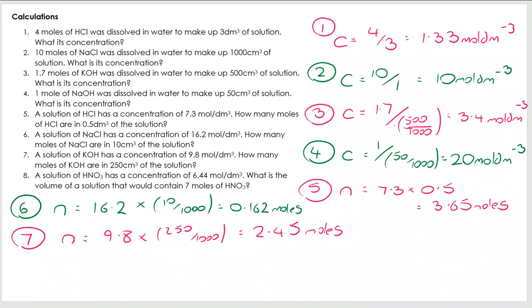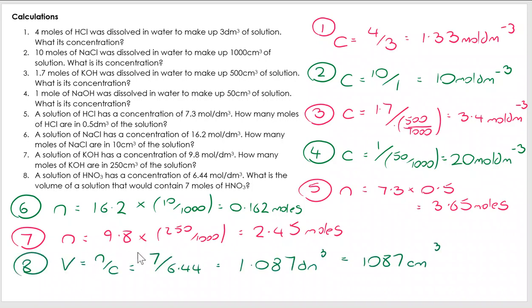And on the final one, we're calculating volume. So volume is N over C. N is 7. C is 6.44 moles per decimetre cubed. That means I've got 1.087 decimetres cubed, which I can convert to centimetres cubed, 1087. That takes us to the end of this video.